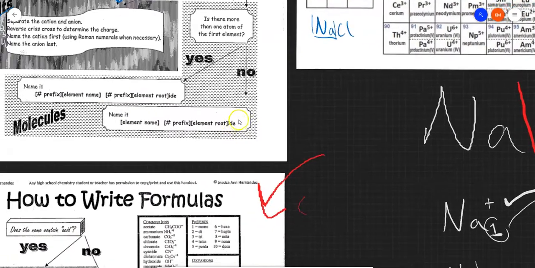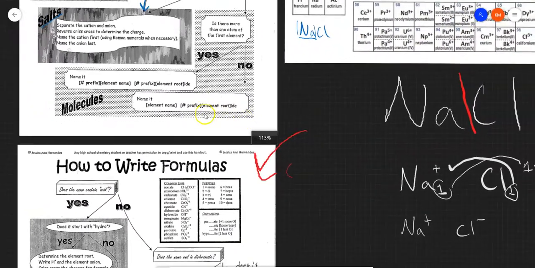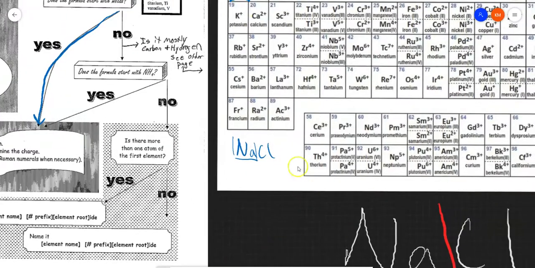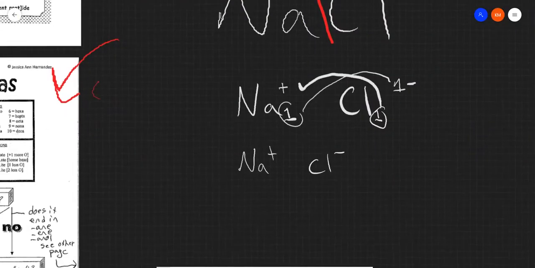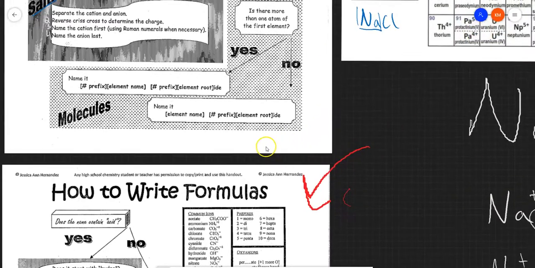The next step, I'm going to zoom out a little here, is to name the cation first, using Roman numerals when necessary. This is Na plus, and if I look here, the name of this is just sodium. And then the next step is right here: name the anion last.